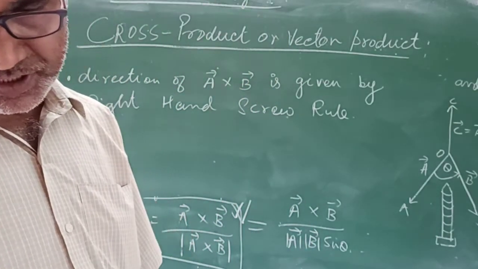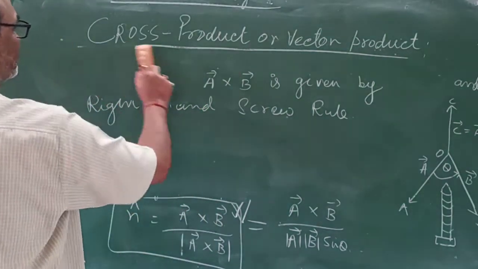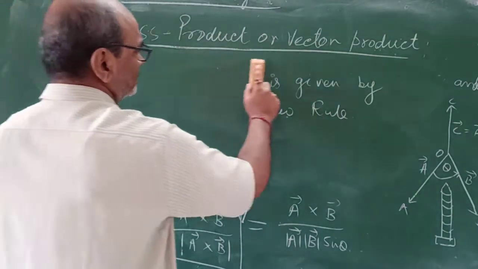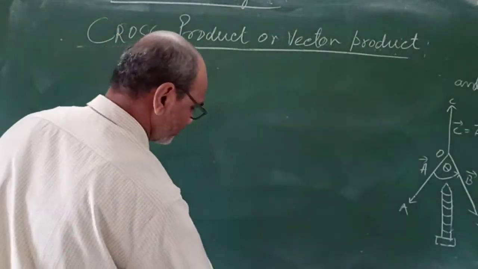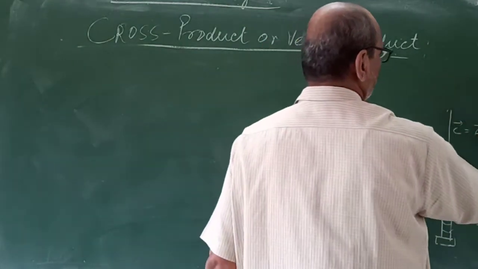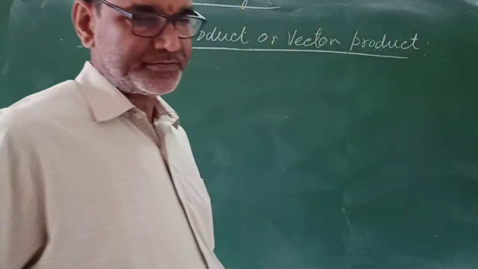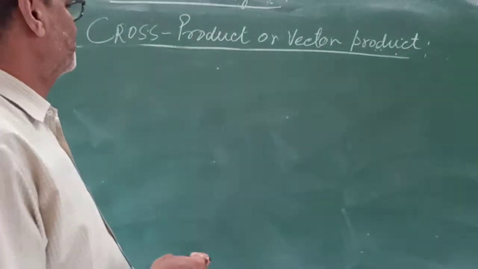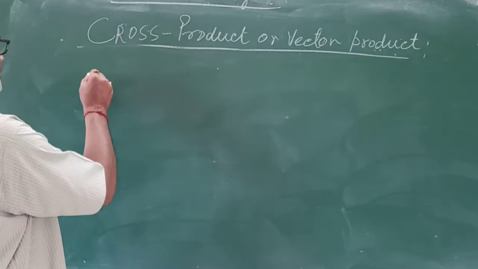Now some important properties of the cross product. Direction, all of you know. Now again I will discuss the direction, how we can write it in cyclic coordinates.